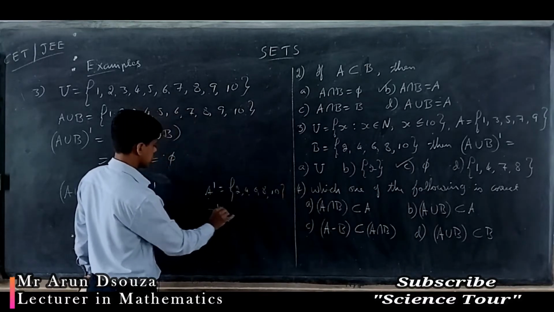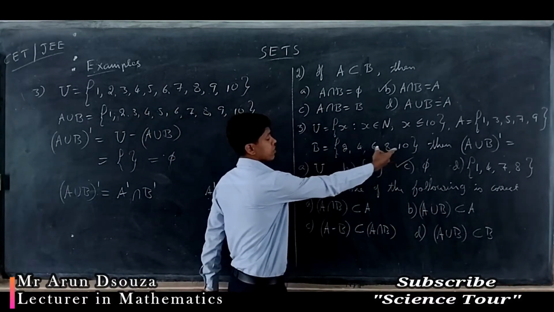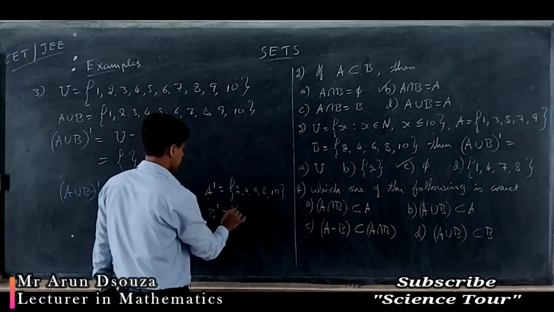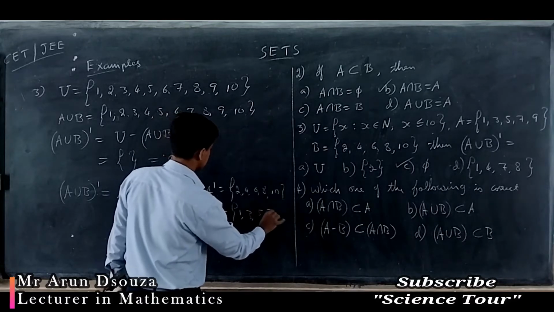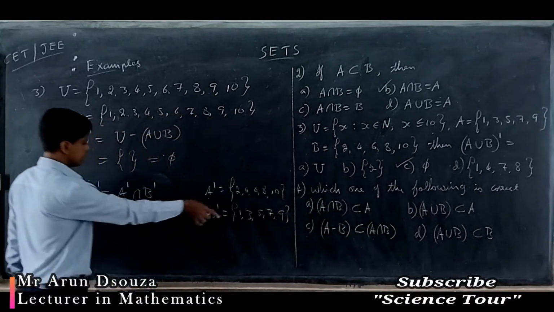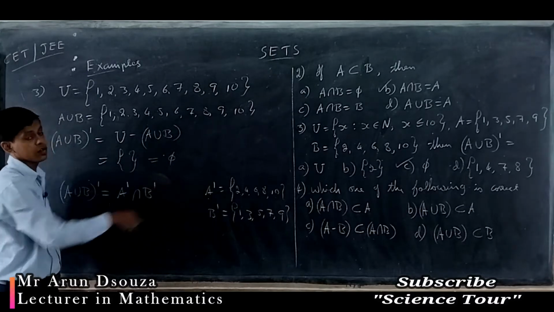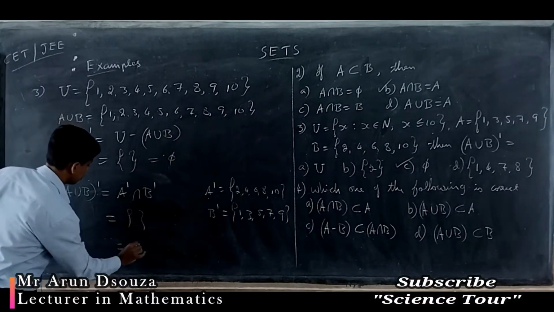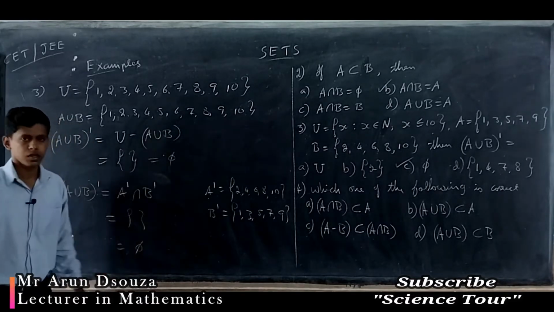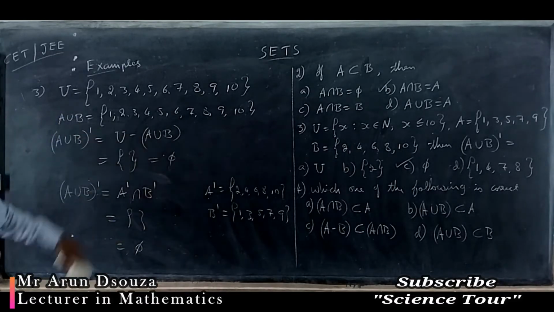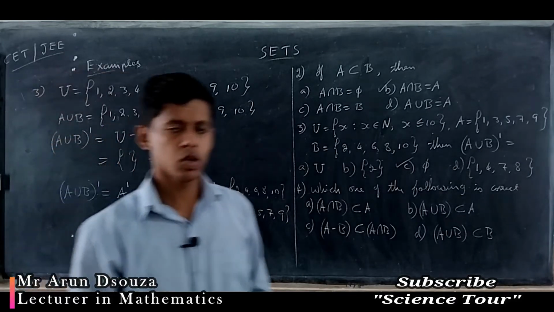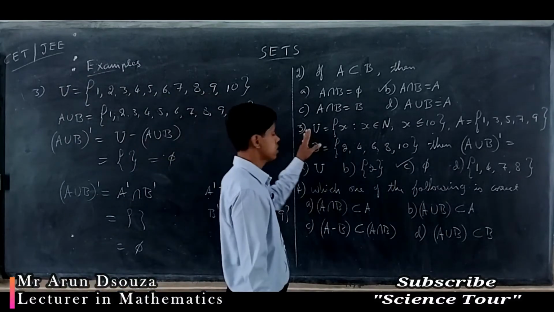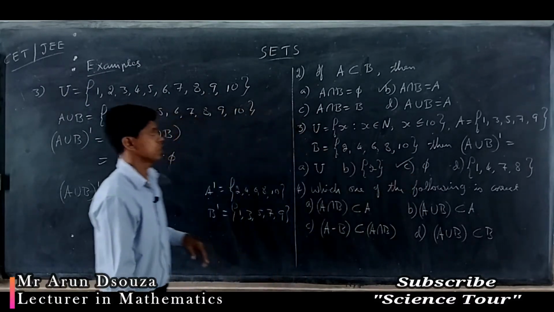And what is B dash? Other than B. So 2, 4, 6, 8, 10 shouldn't be there in B dash. So what will it have? 1, 3, 5, 7, 9. Now you have the intersection. So what is the intersection? Do you have anything common? Even and odd numbers? You don't have anything common. So that is also the null set. This is the other way of solving. This is the normal way. So you can use De Morgan's law or the direct method. In any case, the answer for the third question is option C.